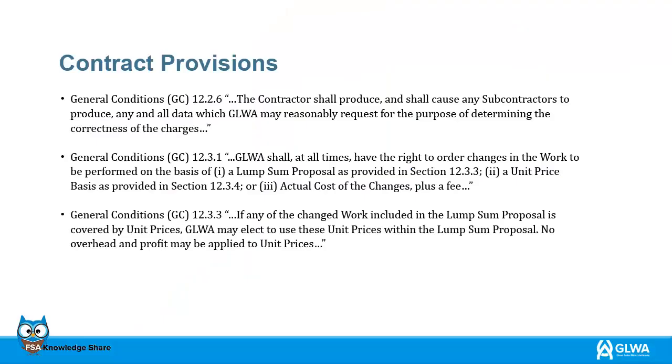The following slides will refer to specific sections of the contract which pertain to contract provisions. Let's look at the following contract provisions, which are General Conditions 12.2.6. The contractor shall produce and shall cause any subcontractors to produce any and all data GLWA may reasonably request for the purpose of determining the correctness of the charges.